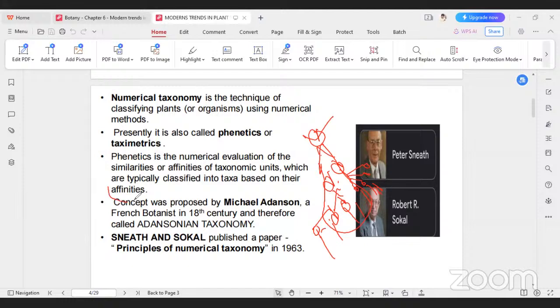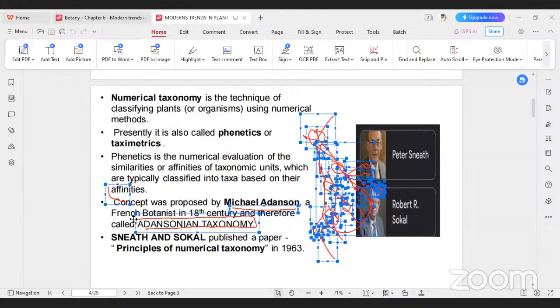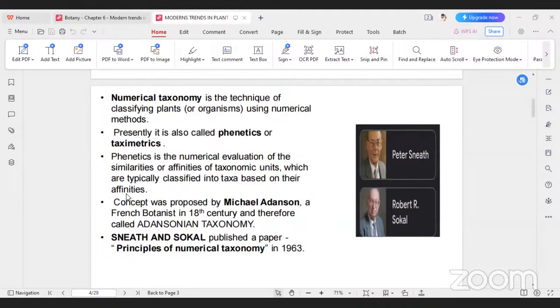First of all, this concept was proposed by Michel Adanson, a French botanist of the 18th century. Therefore, this is called Adansonian taxonomy, another name for it. And Sneath and Sokal published a paper, Principles of Numerical Taxonomy, in 1963. Peter Sneath and Robert Sokal.